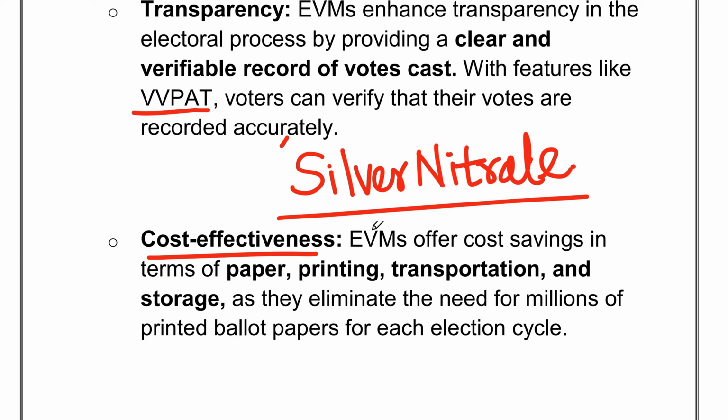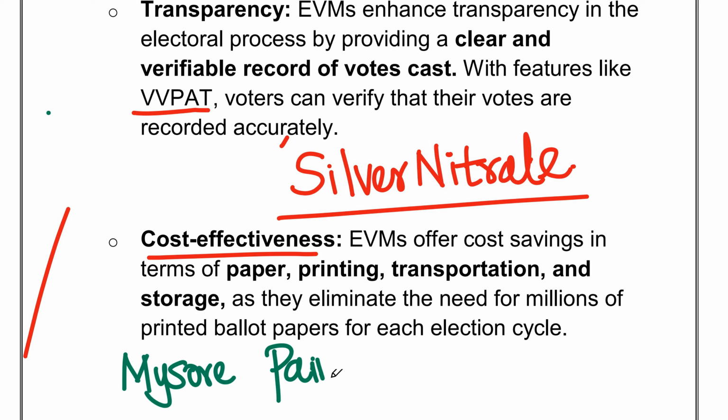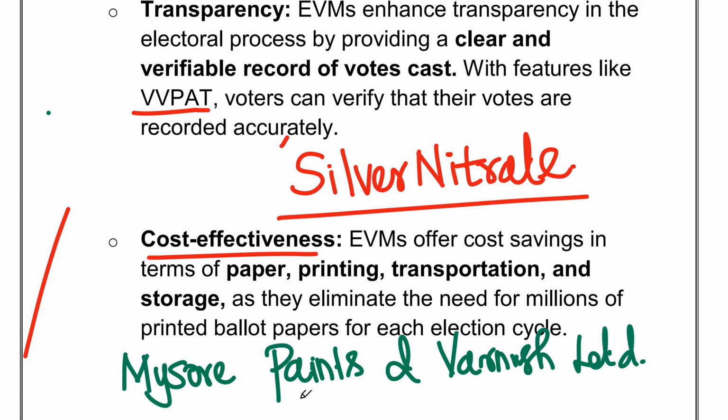The formula is AgNO3. It is manufactured by a company in Mysore, Mysore Paints and Varnish Limited. This is located in Mysore, Karnataka.